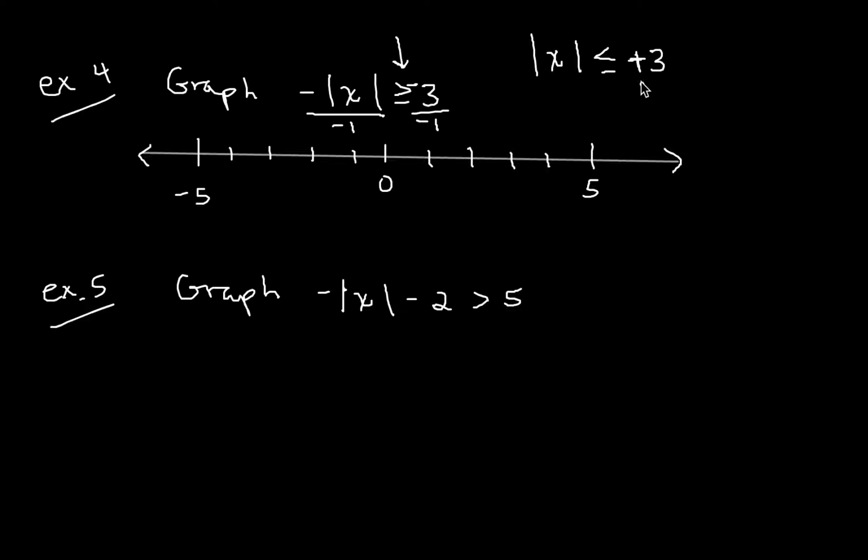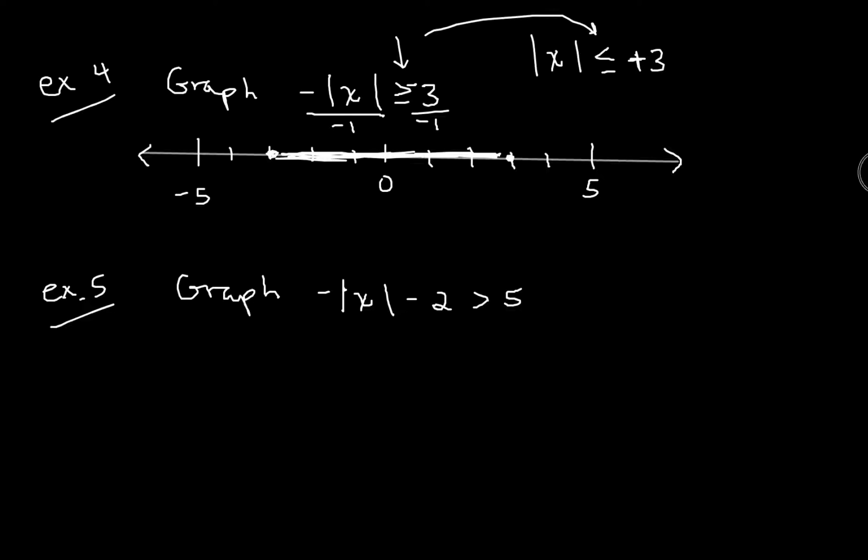So you see how we reversed it. What numbers have an absolute value less than or equal to positive 3? Well, it's going to be the same thing as the earlier example. You're going to fill in the circles like this and fill in between, because all these numbers, when you take the absolute value, are still going to be less than or equal to 3.